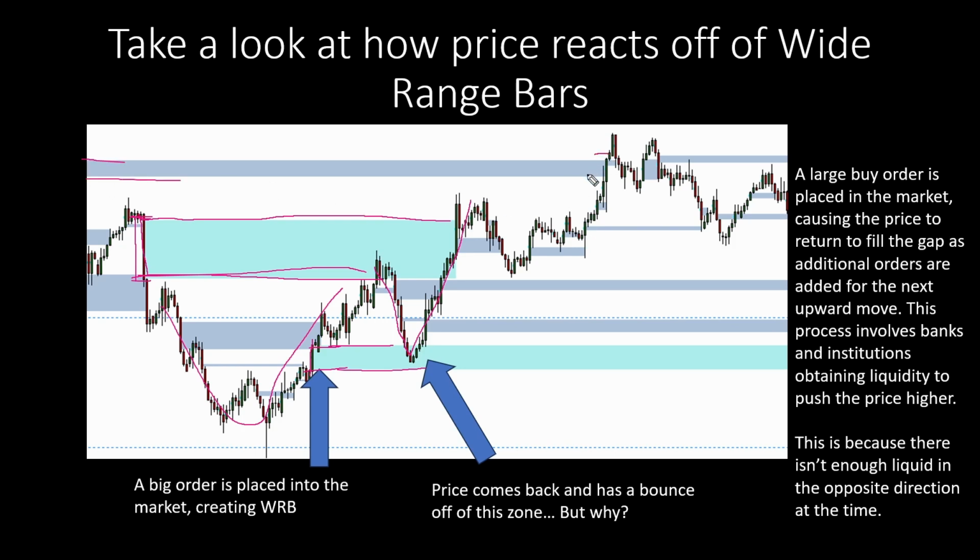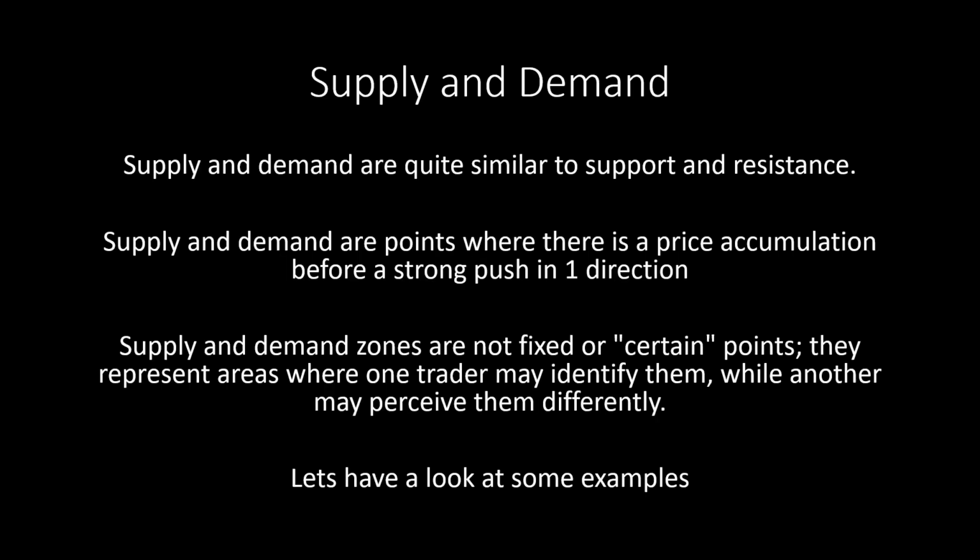These points just keep getting touched over and over again. Supply and demand sounds pretty similar to support and resistance, and it kind of is. So it is pretty much support and resistance, but there are a few key differences which make them supply and demand. So supply and demand are points where the price has an accumulation before a strong push in one direction.